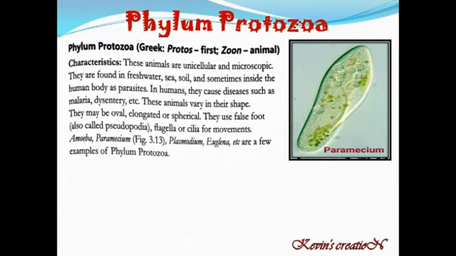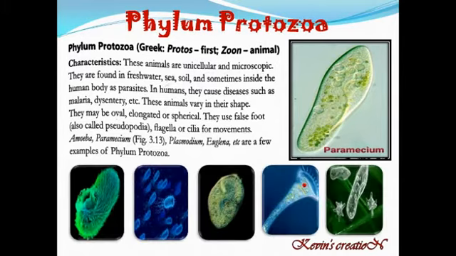So there are 3 locomotory organs: pseudopodia, flagella or cilia, for these protozoans to move. Examples are amoeba, paramecium. Here in this picture you can see the paramecium, plasmodium, euglena. These are few examples of phylum Protozoa. So protozoa, these are the unicellular and microscopic animals. You can see here the various examples of phylum Protozoa.